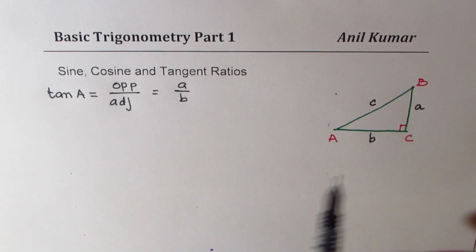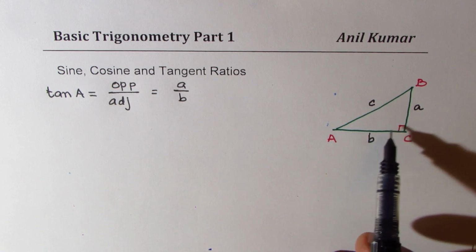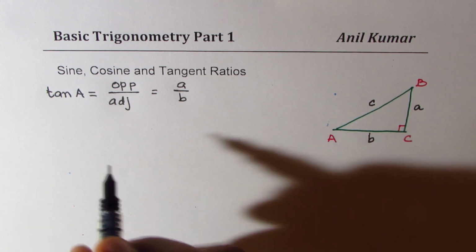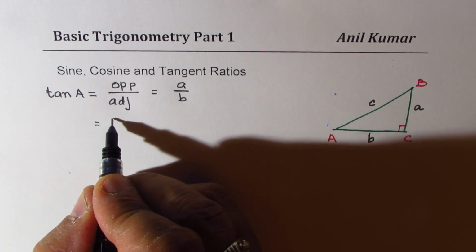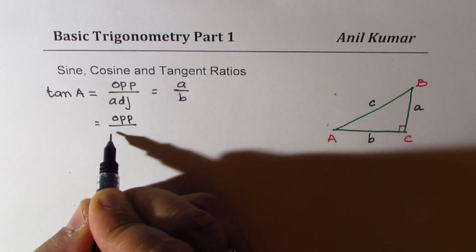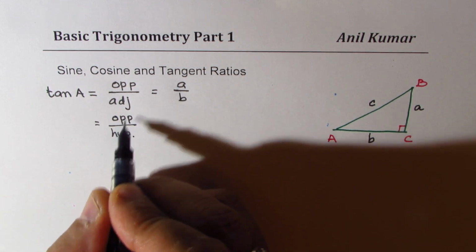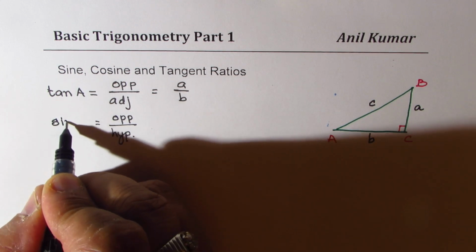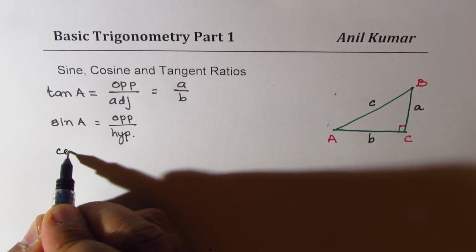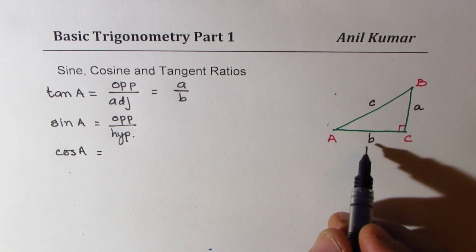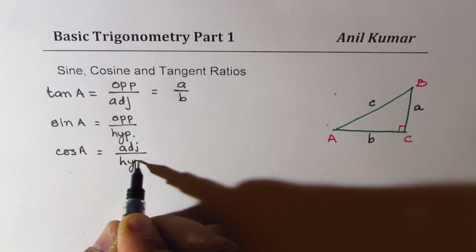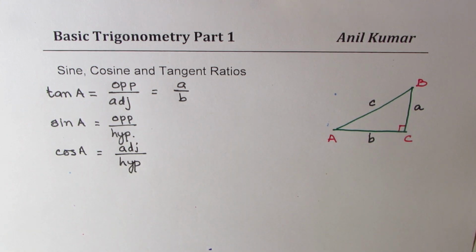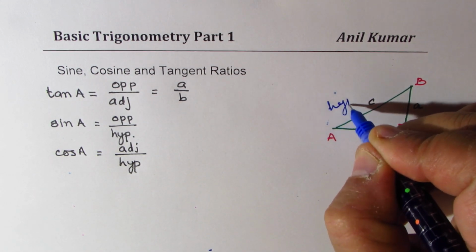Now, the ratio for the other sides is also constant. We could have the ratio of opposite to hypotenuse. So we could have a ratio which relates the opposite side with the hypotenuse. This ratio is called sine of angle A, and cosine of angle A will be the ratio of the adjacent side to the hypotenuse. So these are the other ratios which we are going to work with. So here we have the hypotenuse.